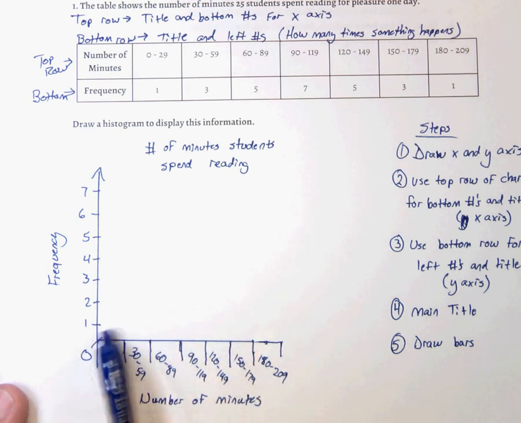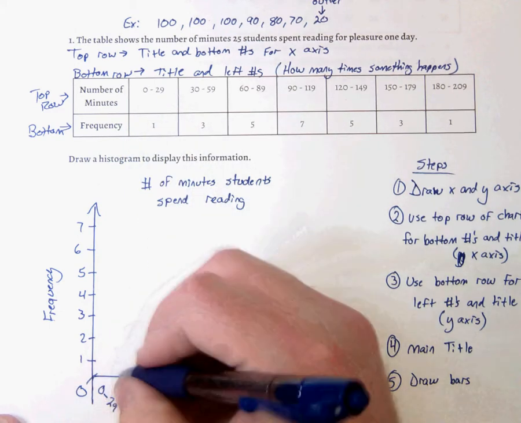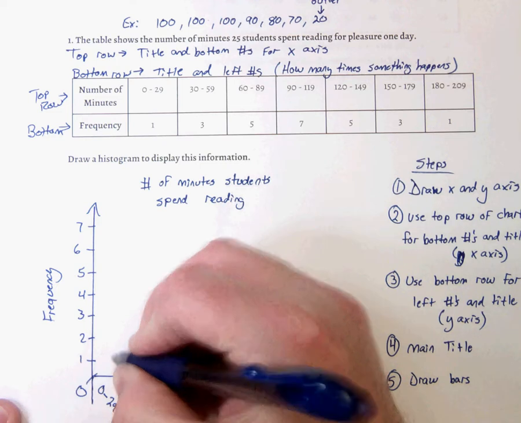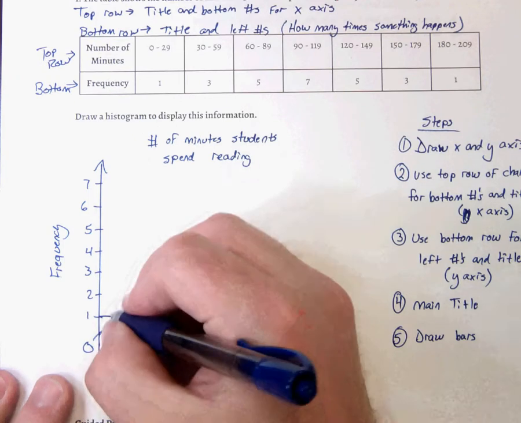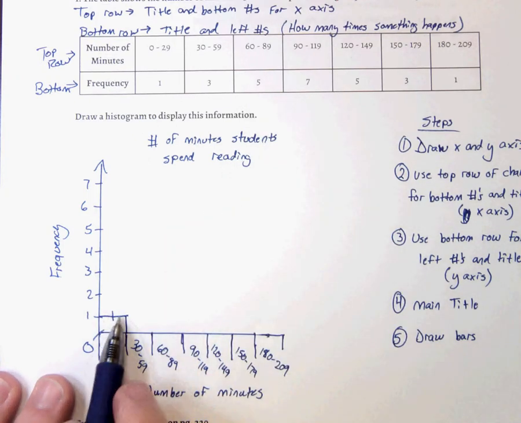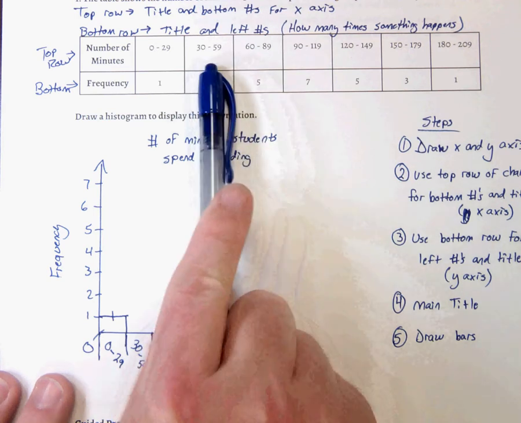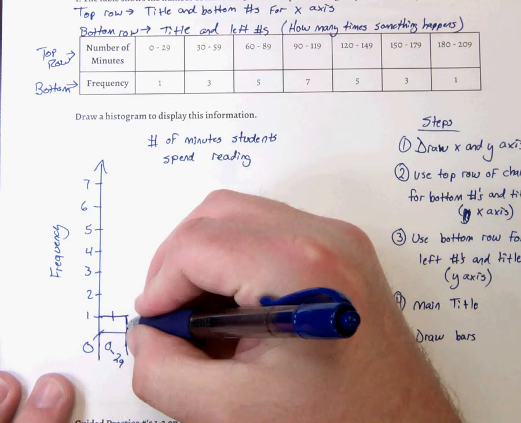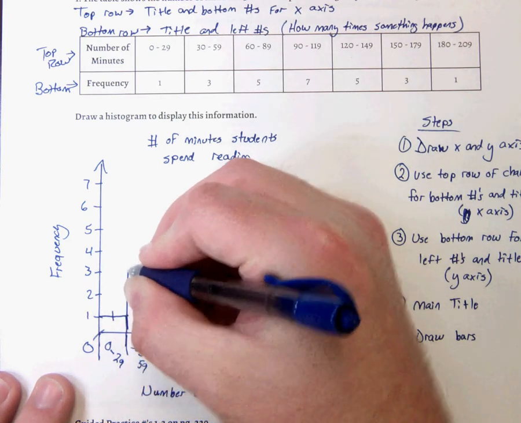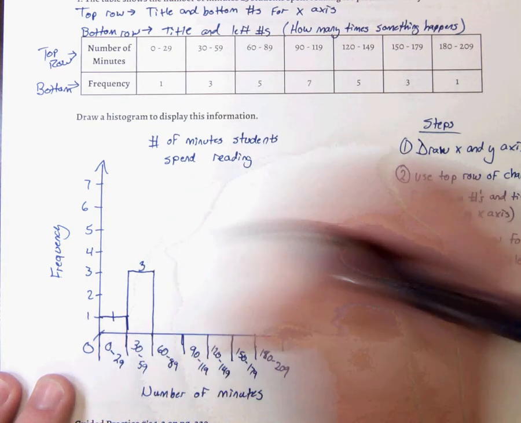Next, how many students spent 30 to 59 minutes? 3. So connecting to my bar, I'm going to go right up to 3. And I'm just going to label it 3. Next, 60 to 89, 5 students. So continuing right next to my bar, go up to 5. And I'm going to label it for quick reference. So this tells me 5 kids spent 60 to 89 minutes reading.